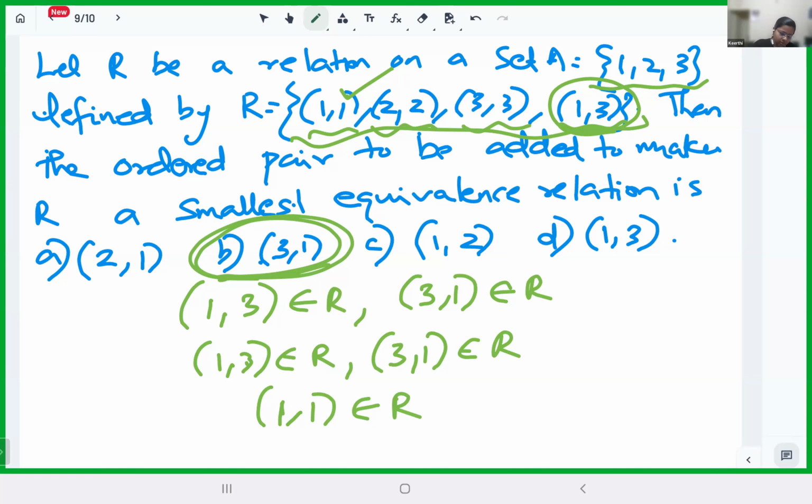So what happens if you add (1,2) to this? Then it will become complicated, right? We have to add (2,1) also. If you add (1,2), then you should add (2,1) also in order to make it symmetric. So it will not become the smallest equivalence relation, and they are asking about the smallest equivalence relation. Option (1,3) is already an element of R itself. So what is the right answer? The right answer is nothing but B.